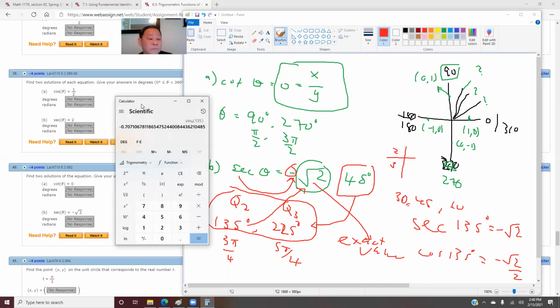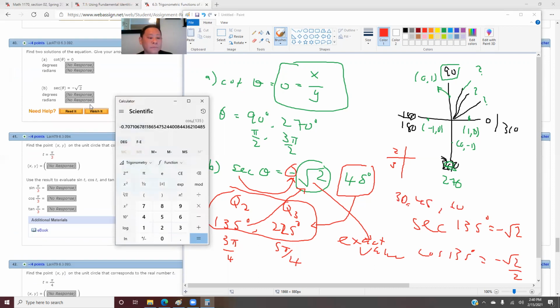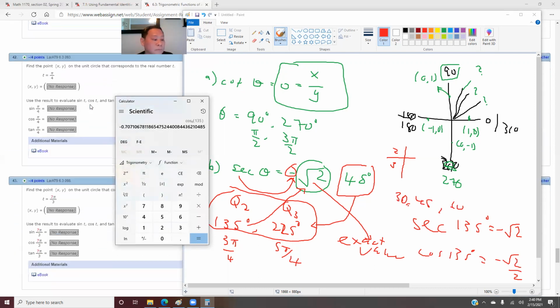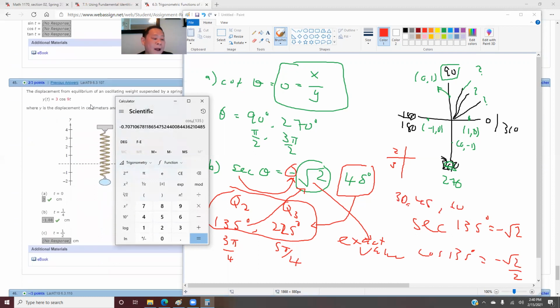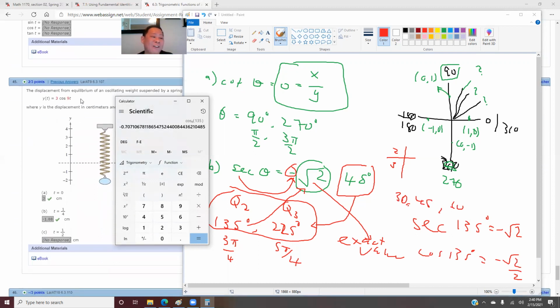Okay, what else do you have in 6.3? In 6.3, I had 45 down. Is it the same thing? If it's the same thing, I get it. For 45, you just need to plug in. This is all calculator work. So you plug 0 in here, and you plug 1/4 in here, and you plug 1/2 in for t. But make sure you change your degrees to radians.